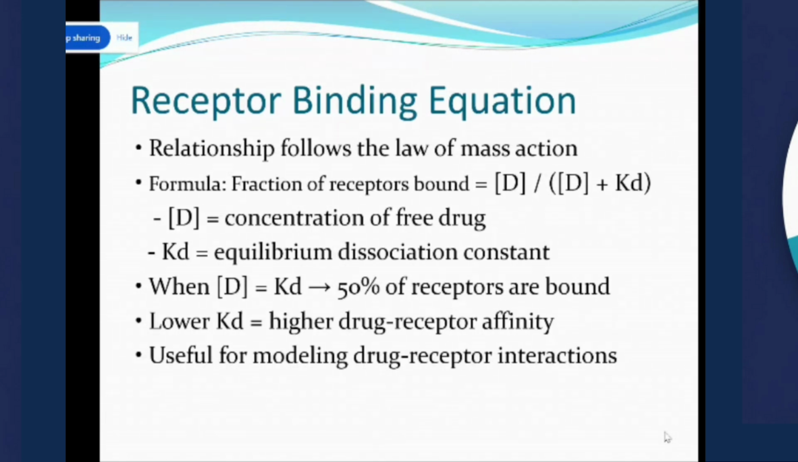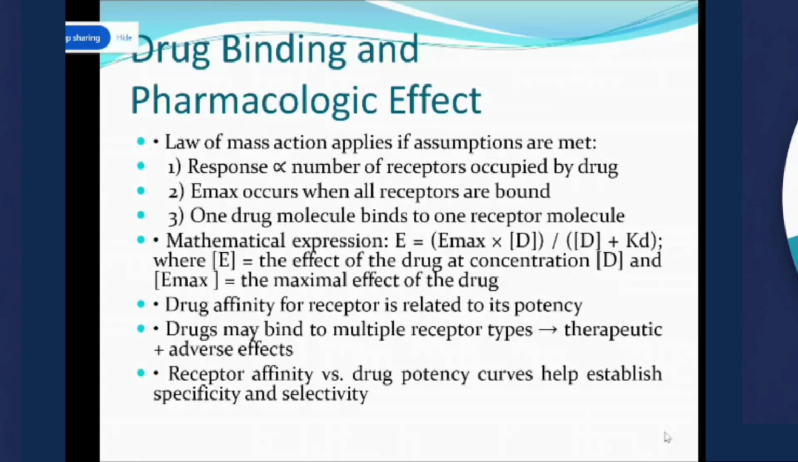Relationship follows the laws of mass action. Formula: fraction of receptor bound is equal to D over D plus Kd. D is equal to concentration of free drug. Kd is equal to equilibrium dissociation constant. When D is equal to Kd, 50% of receptors are bound. Lower Kd, higher drug receptor affinity. This is useful for modeling drug receptor interactions. Next. Okay, that one you'll interact with it. Let's go to the next slide.